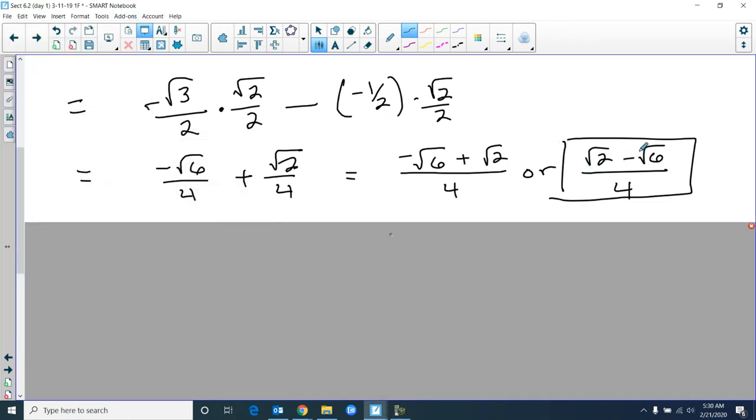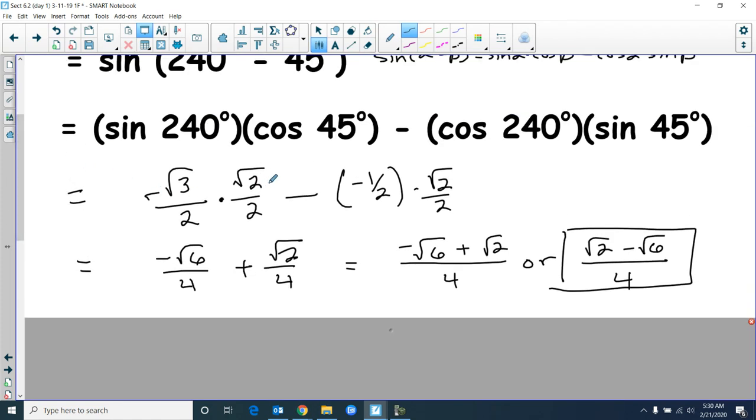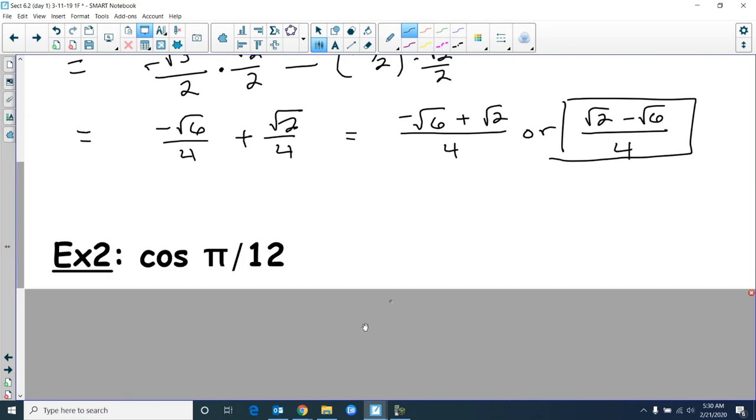Now, all of these answers are going to look very, very similar. You're going to have typically a square root of 2, a square root of 6 over 4. It's just going to be which one's plus or minus. They're all going to be similar because all of these unit circle angles deal with square root of 3 over 2, square root of 2 over 2, and 1/2. So they are all going to be very similar in their answers.